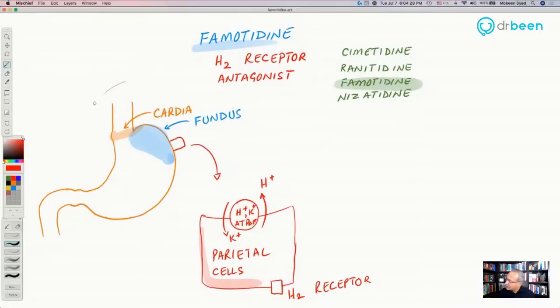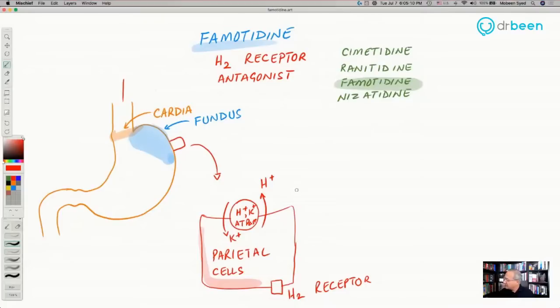This is the stomach. The esophagus is coming here, this is the stomach, and then this is the duodenum. The upper part of the stomach, the globe-like dome, is called the fundus. The part of the esophagus that connects with the stomach is called the cardia. In the cardia region and in the fundal region, there are cells called parietal cells. These parietal cells make acid, which our stomach uses to break down the food we eat.